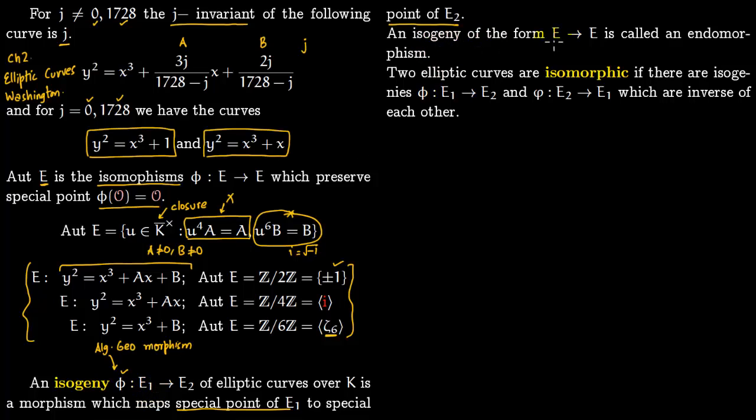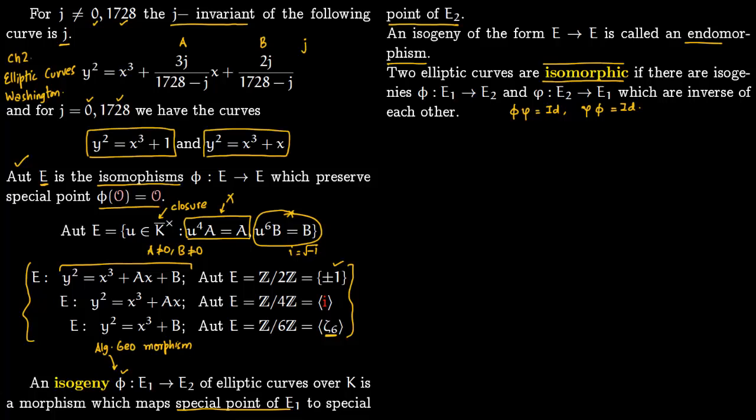An isogeny of the form from E to E is called an endomorphism. We have already seen the example of this right here. So two elliptic curves are isomorphic, we have already shown this before, if there is an isogeny phi going from E1 to E2, and there is an opposite isogeny going from E2 to E1, and both of these are inverses of each other. So you first apply this and then you apply this, you get ID, and you also first apply say phi and then you apply varphi, you again get ID.